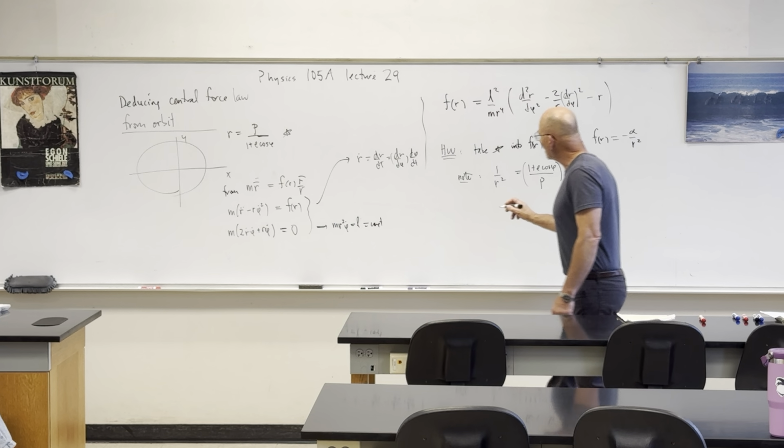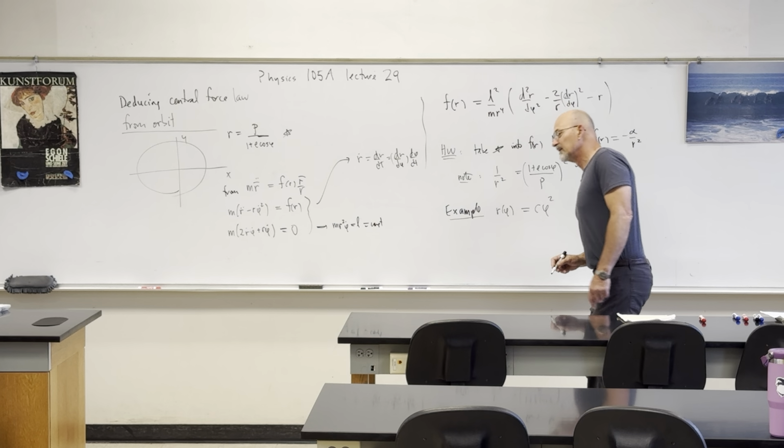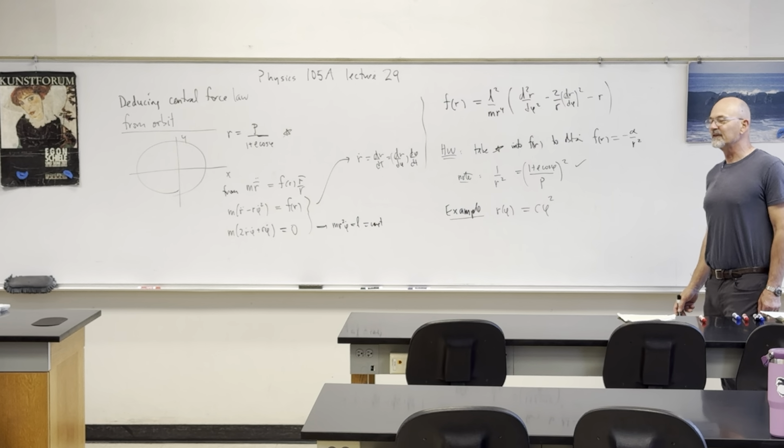But let's do an example to kind of see this formula in action. Suppose we just have r of phi equal to some constant times phi squared. What kind of a trajectory is that? What kind of an orbit? What does that orbit look like? Before we go into that, we'll find out what its force law is. And we can make these up all day at this point. What do you guys think? What does this orbit look like?